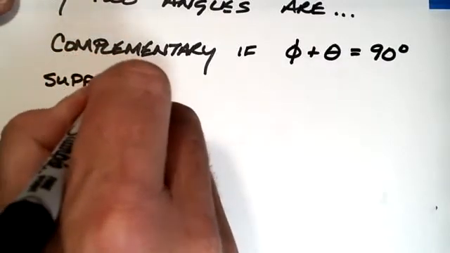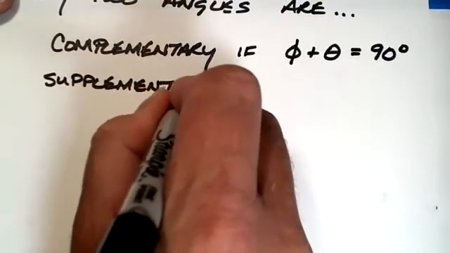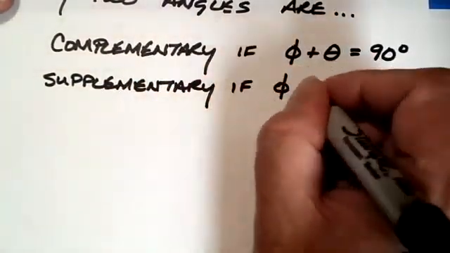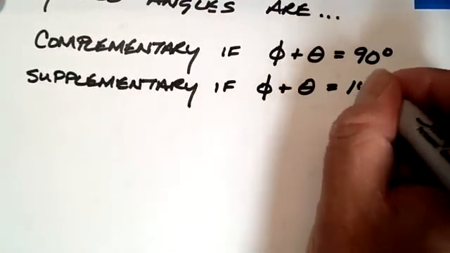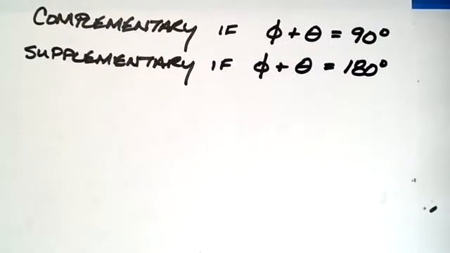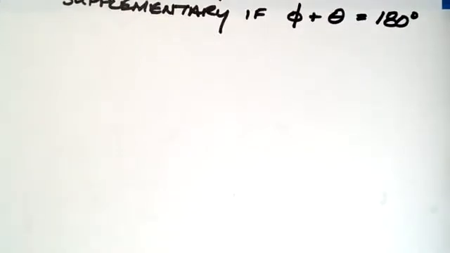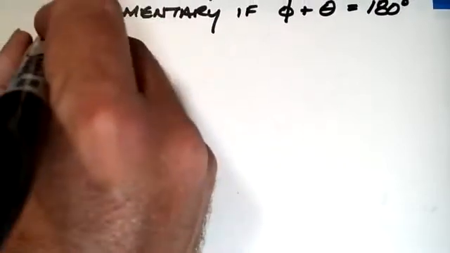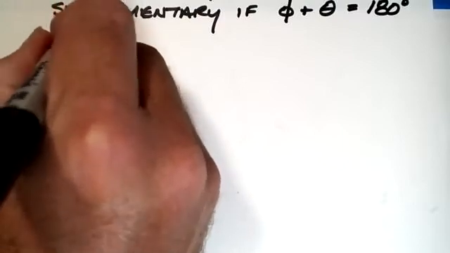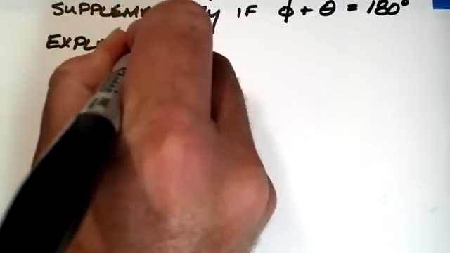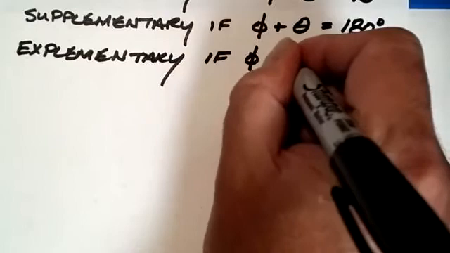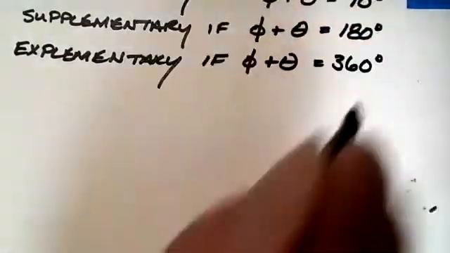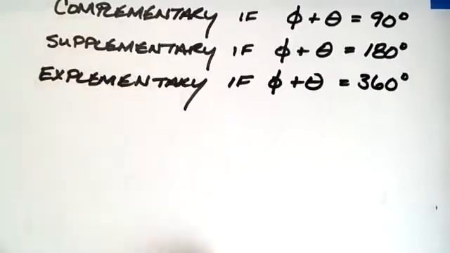Supplementary, which is another term that's used quite frequently, if their sum is equal to 180. So if they add up to, say, a straight angle. Now there is one other one that comes up, though we won't see this for a very long time, and it's not even in the textbook, but I'll throw it down here just so you've got the complete package. It's what's called an explementary angle, if they add up to a complete revolution, 360 degrees. So explementary, don't worry about that too much.